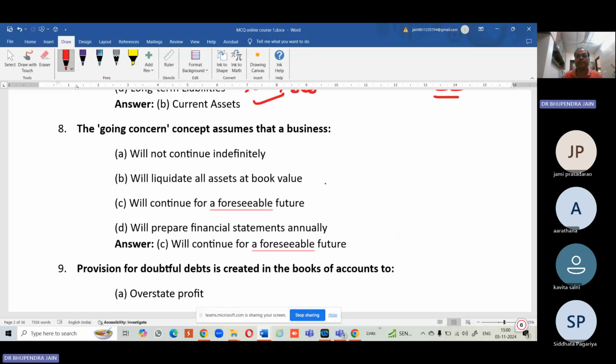The going concern concept assumes that, we have covered this. I have already shared my notes. Going concern: the business will run forever and ever. The business will continue always. So will not continue indefinitely? Wrong. Will liquidate all the assets at book value? Wrong. Will continue for a foreseeable future? This is the correct answer. Will prepare financial statements annually? Wrong. So the correct answer is C.